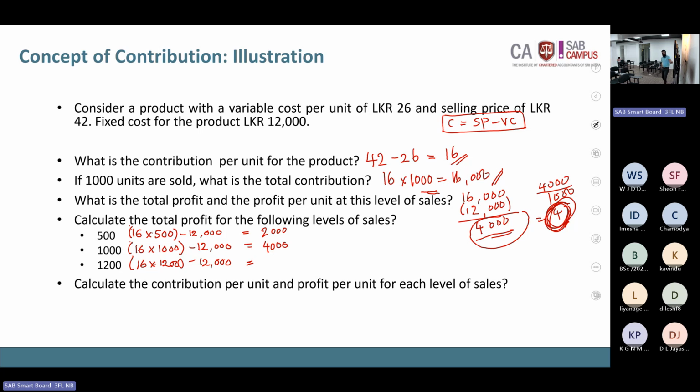Right? If we sell 500 units, it is different. The percentage of minus 4,000, 8,000, 4,000. I think 7,200.